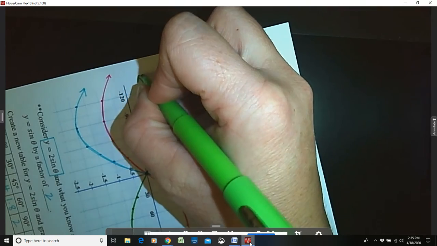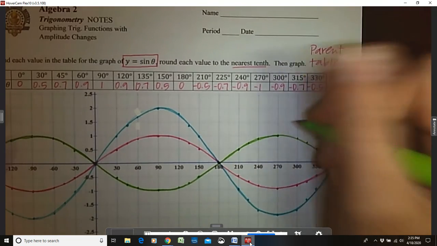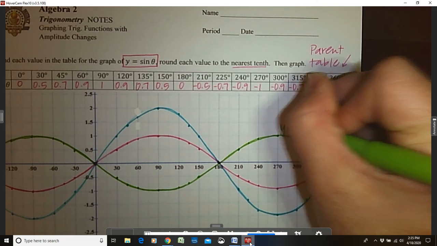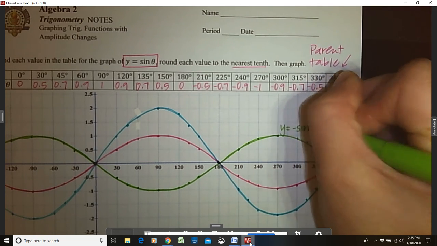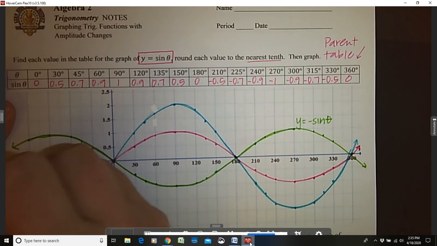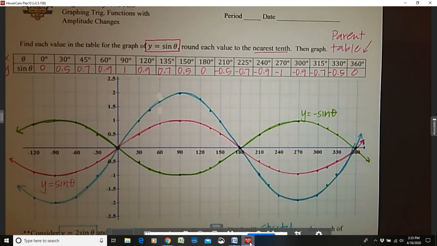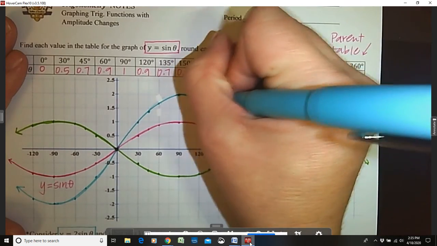Lucky for you guys, everything's electronic, so you don't really have to sketch all these curves. You'll get to do them on the computer. All right, so if I was to write in my equations here, this is y equals negative sine theta. My pink one is just regular sine theta, or the parent graph. And then the blue one is y equals 2 sine theta.